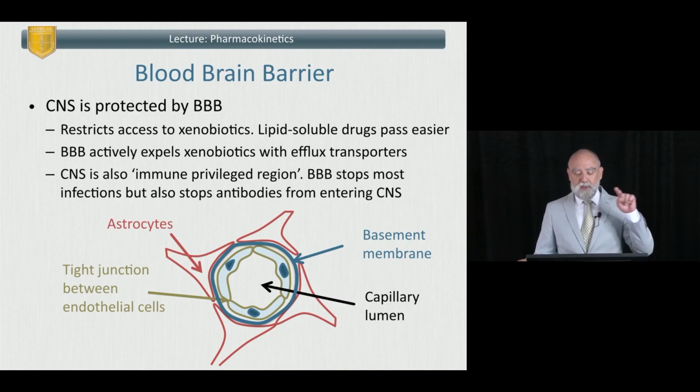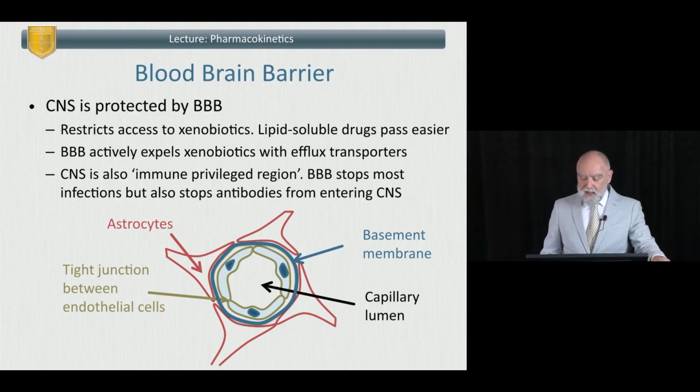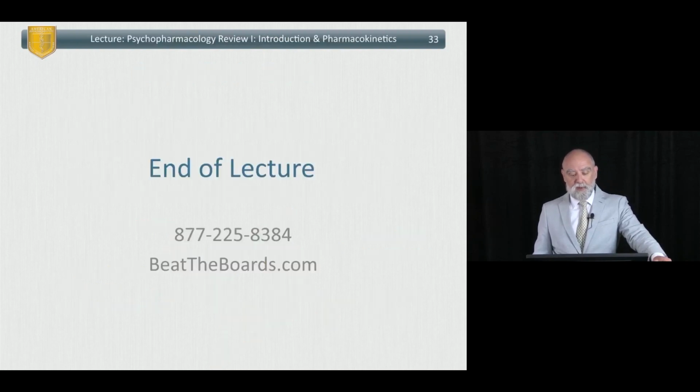Number two, surrounding the endothelial cells, you have the basement membrane. And then number three, you have astrocytes that really surround the capillaries throughout the entire distance of all the capillaries in the CNS as still another part of the barrier.